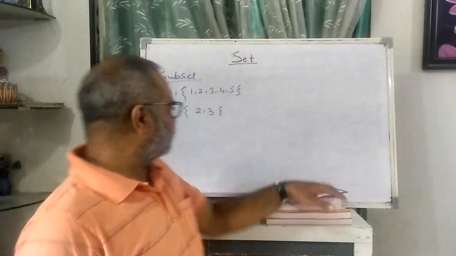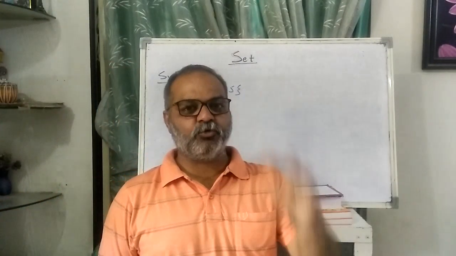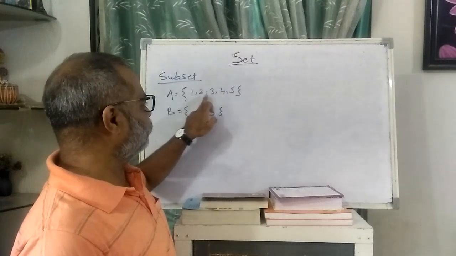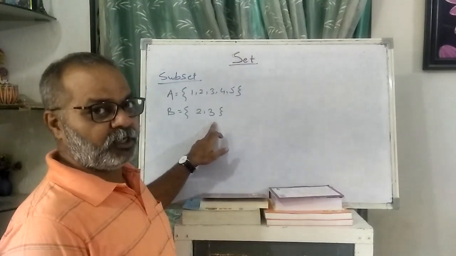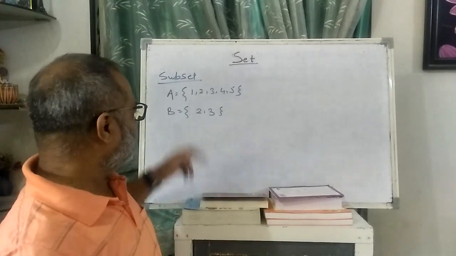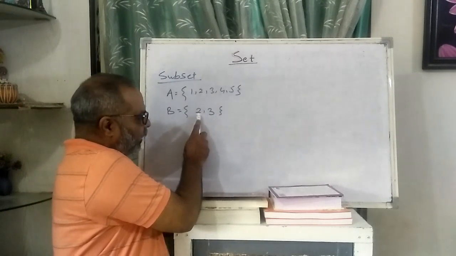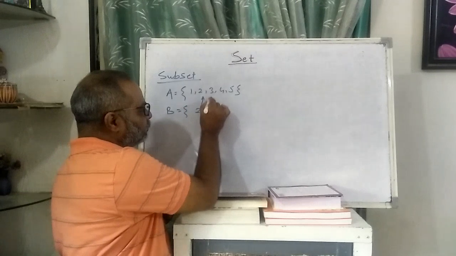Okay, there is one another concept, that is the subset. Okay, so what is the meaning of subset? I just write two sets on the board. The first set is named A, set A, elements are 1, 2, 3, 4, 5. Set B, elements are 2, 3. Okay, so what is the concept of set B? Now look here, we just concentrate on set B. So the elements present are 2 and 3. Those elements are present in A also.